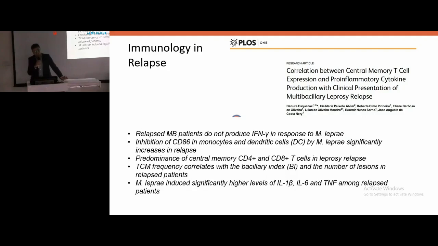So what is occurring is that these memory cells reside in our skin, at the site of pre-existing lesions, and they get reactivated later on and lead to the formation of a new lesion. This M. lepri also induced significantly higher levels of interleukin 1 beta, interleukin 6, and TNF alpha among relapsed patients. So these are the immunological changes occurring in an individual which are predisposing to the development of relapse.